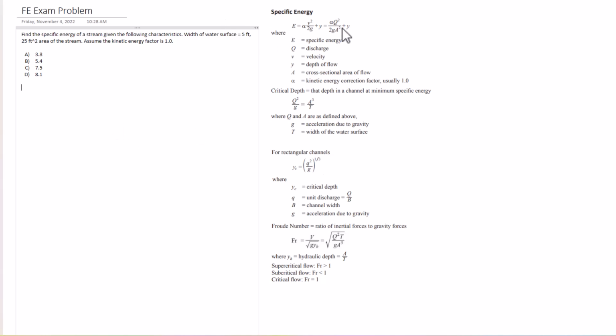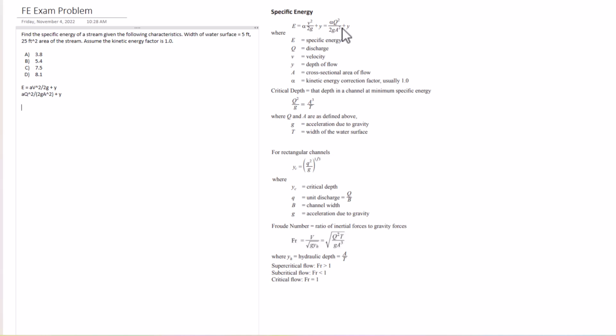Well, here's the specific energy equation. It's E equals alpha V squared divided by 2G, plus Y. Don't forget plus Y. Or it could also be alpha Q squared divided by 2G A squared, capital A for this one, plus Y. So that's the equation, but we do not have everything we need to use that equation directly.